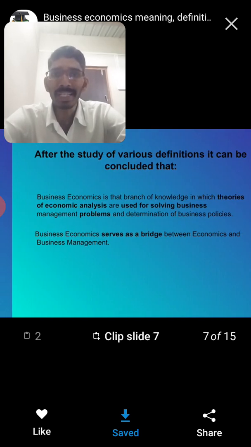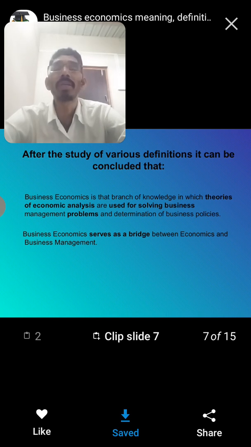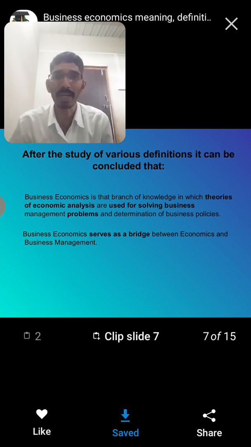After studying the definitions, we conclude that business economics is a branch of knowledge in which theories of economic analysis are used for solving management and business problems. In short, business economics acts as a bridge between economics and business management. So this is what business economics is.